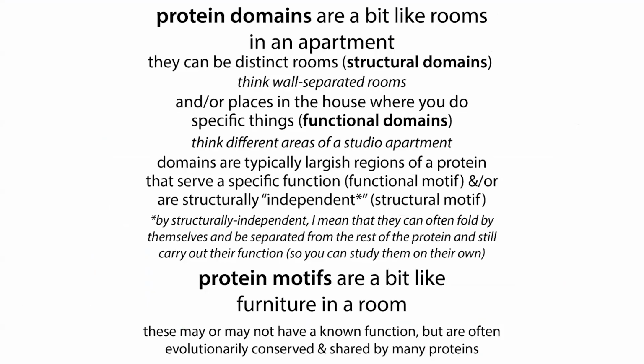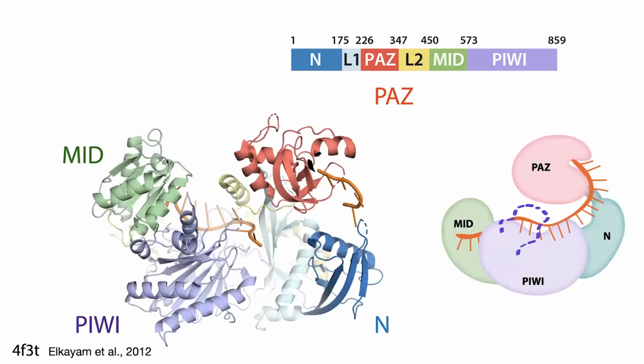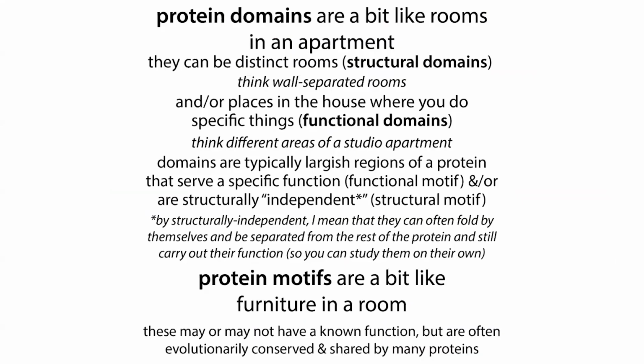Protein domains are kind of like rooms in an apartment, and they can be distinct structural domains. Here you can see that I've colored it by the domains. You have these different regions of the protein which have defined structures, and they're often separated by a more flexible region. And these are going to be protein domains. We can also have functional domains, which are regions of the protein that do different things.